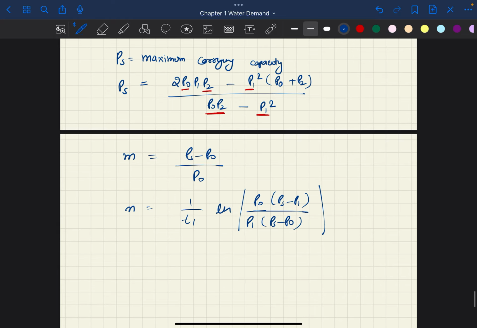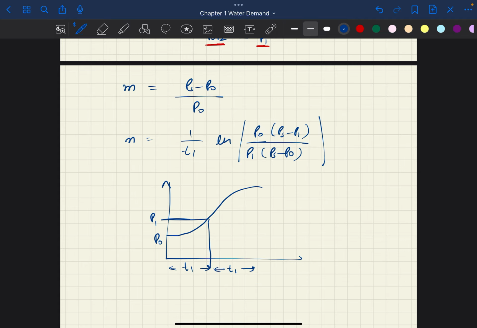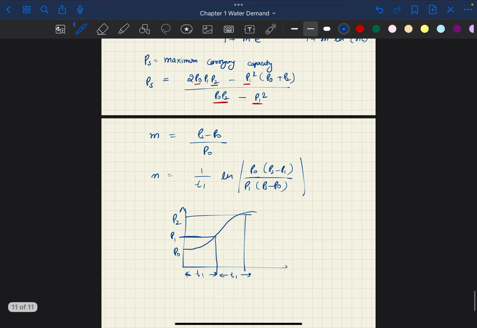And this T1 time is equal time. So I am plotting a graph like this is T1. Then the next period is also T1 only. At this population is P naught. At this population is P1. At this population is P2. This is equal time period. T1 equals T2 equals T naught.